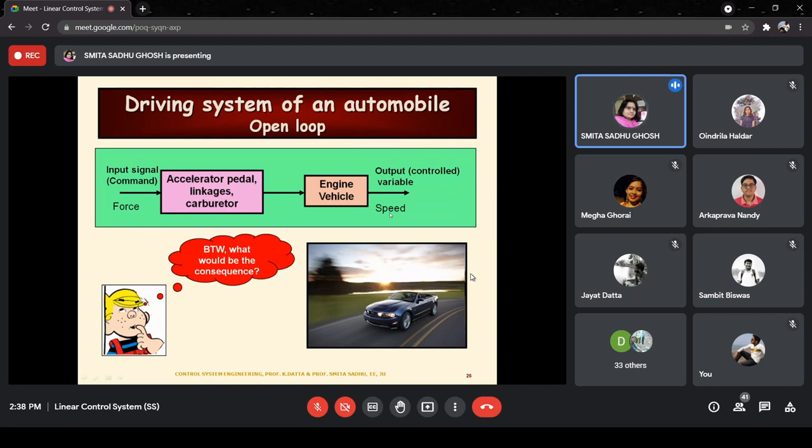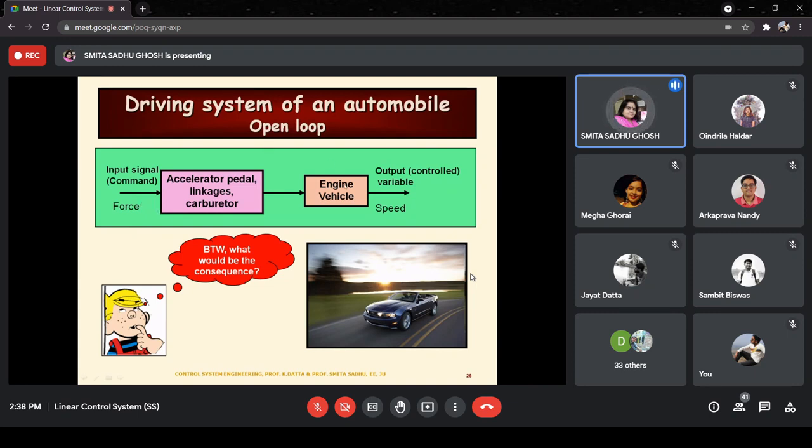Also, if we want the force, that is the input command which is being applied, to change according to the speed, say for example, if the speed is higher than what we want, then what is required is that the force on the accelerator is released, decreased by a bit.